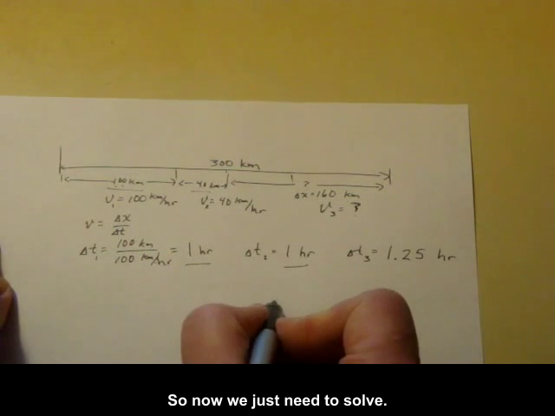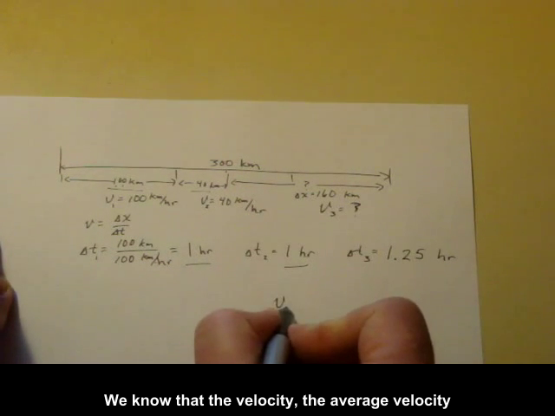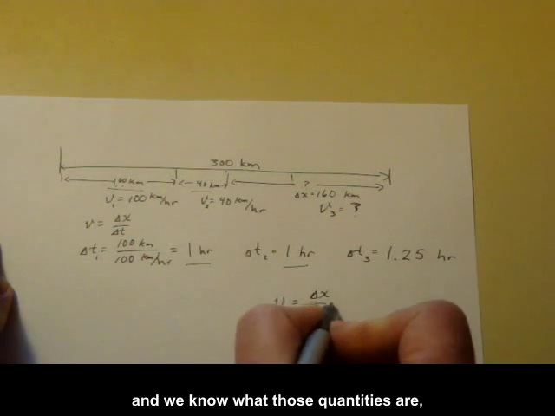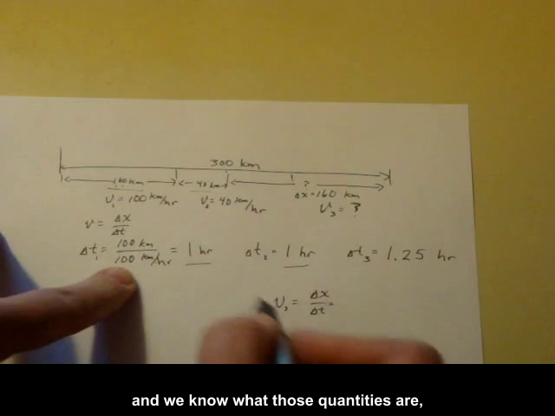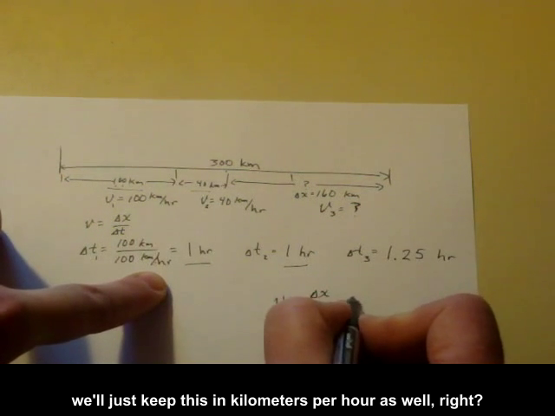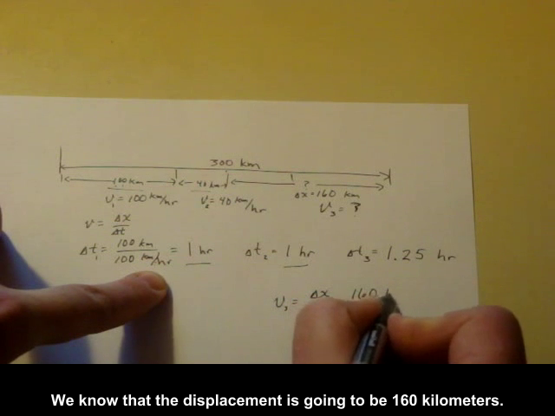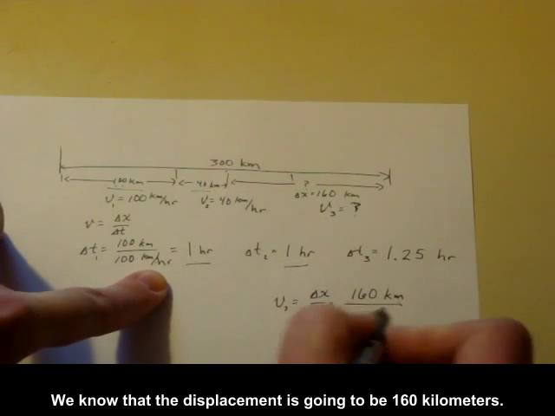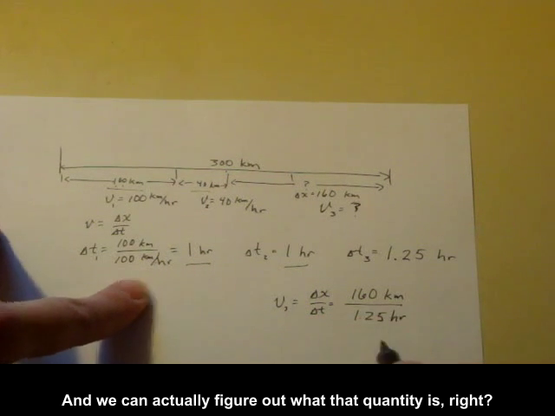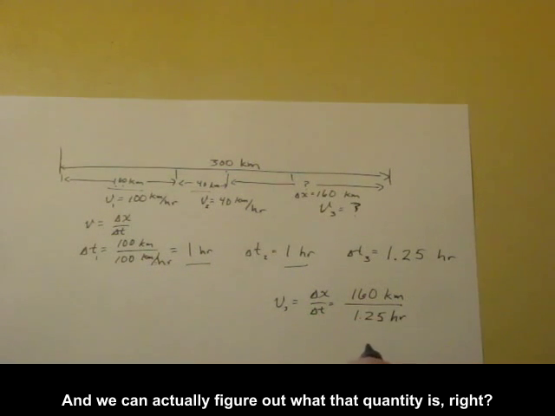So now we just need to solve, right? We know that the average velocity is going to equal the displacement divided by the change in time, and we know what those quantities are. Since these other quantities were given in kilometers per hour, we'll just keep this in kilometers per hour as well, right? We know that the displacement is going to be 160 kilometers, we're going to divide by 1.25 hours, and we can actually figure out what that quantity is, right?